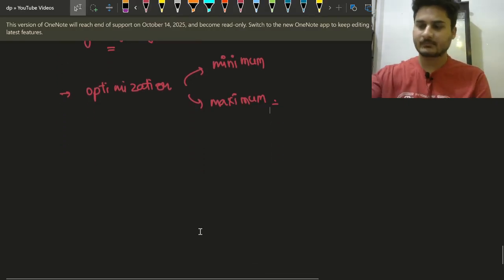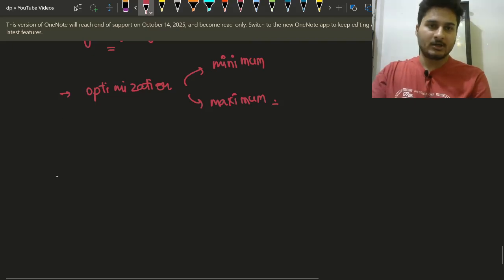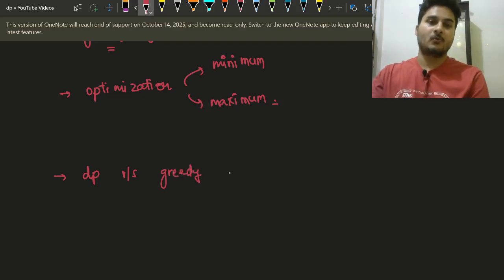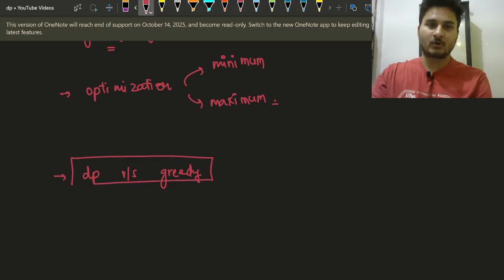So generally for optimization problems we prefer either greedy or DP. So what is a DP? We're referring to dynamic programming here. So these are the two approaches that we usually take to solve these optimization problems.